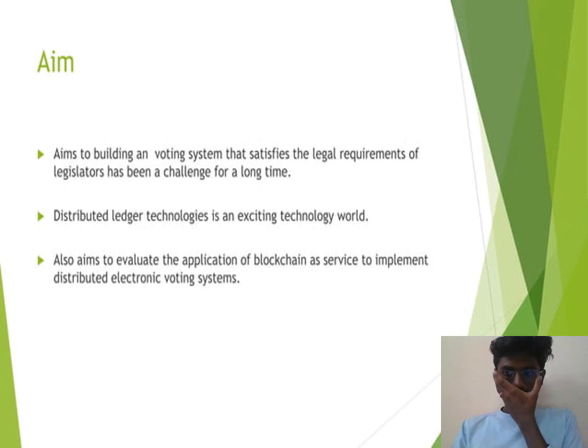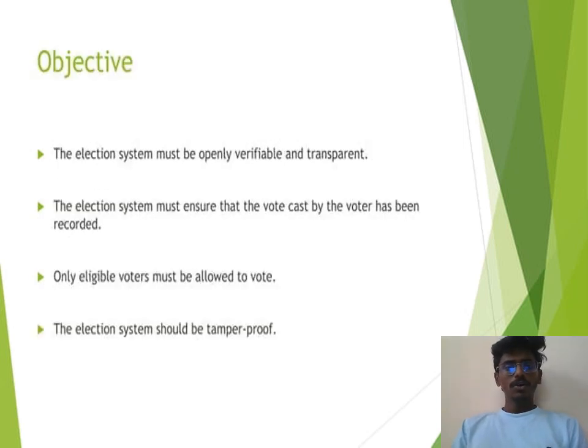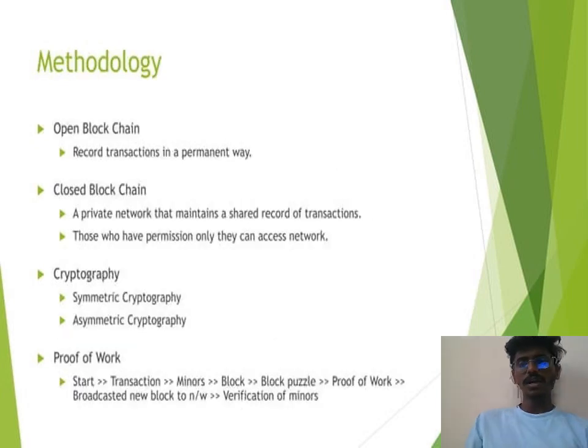Moving on to the next slide, objectives. The objectives for this topic are mentioned here. The election system must be openly verifiable and transparent. The election system must ensure that the vote cast by the voter has been recorded. Only eligible voters must be allowed to vote. The election system should be tamper-proof. These are the four main objectives for this e-voting system.